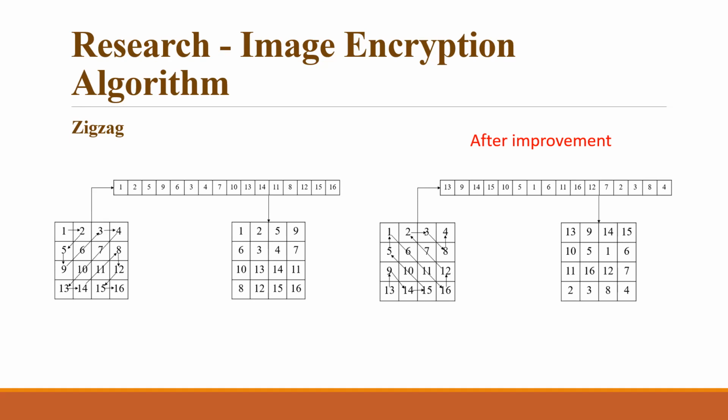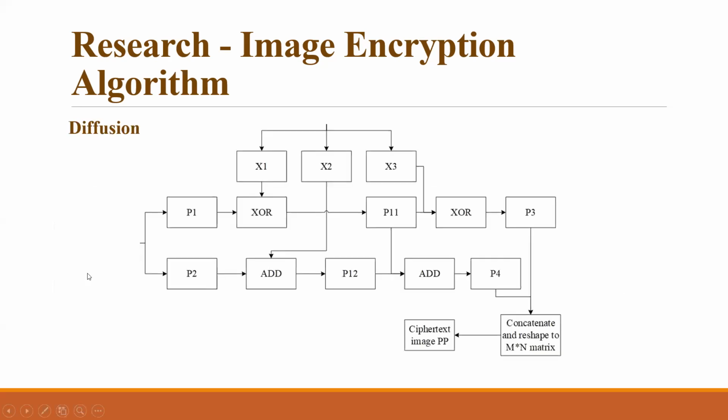Row shifting after zigzag can be described as follows: the first row of the image does not move, and starting from the second row, the elements of each row are shifted to the right by i minus 1 bits, where i is the number of the row. The last is the diffusion operation.